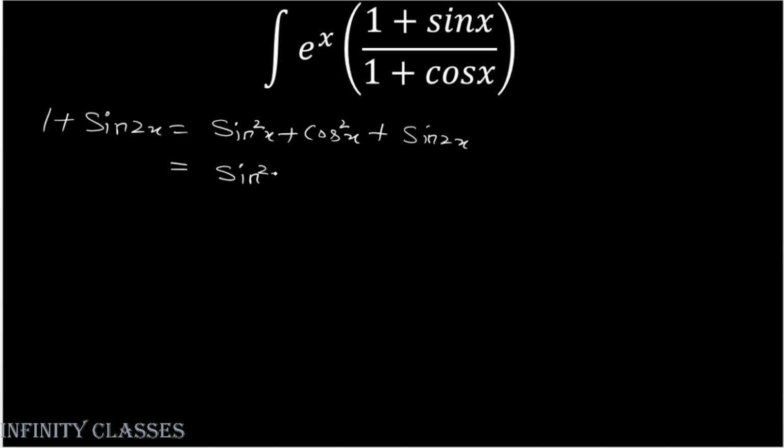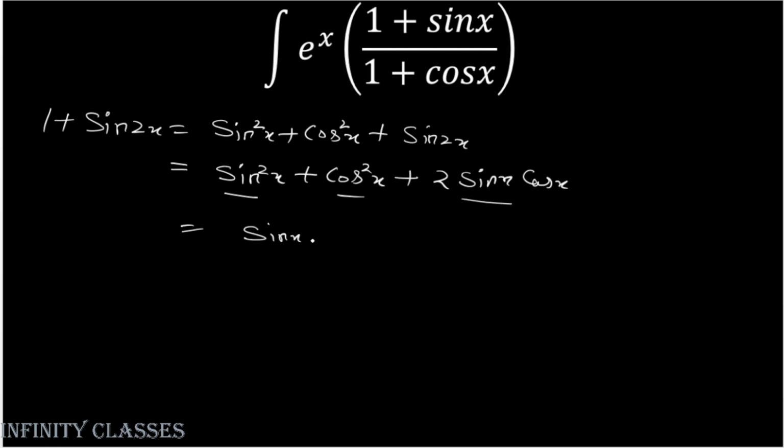Then we can write this as sin square x plus cos square x, and sin 2x as 2 sin x cos x. Now this is a square plus b square plus 2ab, so we can write this as (sin x plus cos x) whole square. So this is equal to 1 plus sin 2x.